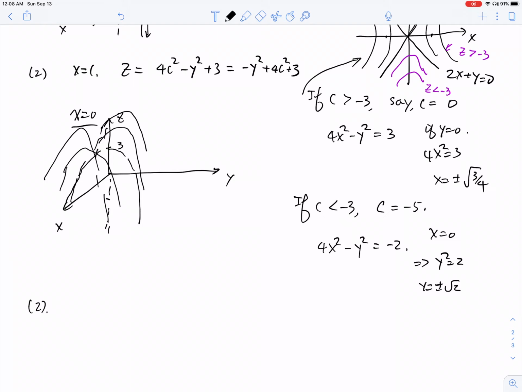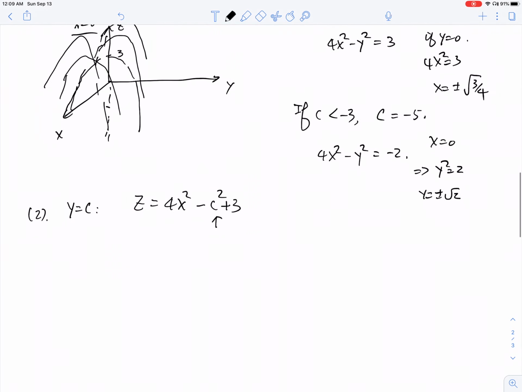This is still going to be, let's say y is equal to c. And then we have z is equal to 4x squared minus c squared plus 3. And these are parabolas opening up. But when y increases, this is y, when y increases, the tip of these parabolas is moving down. So that's what we're going to try.